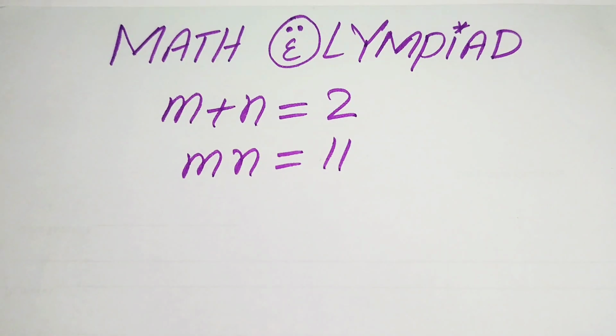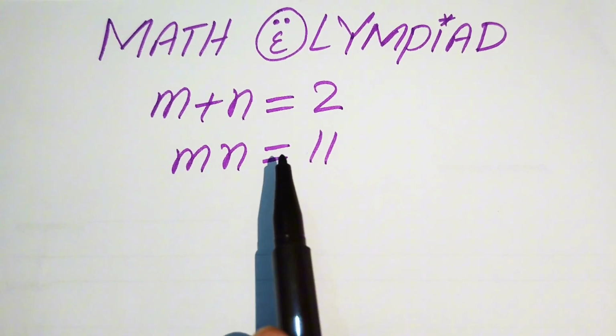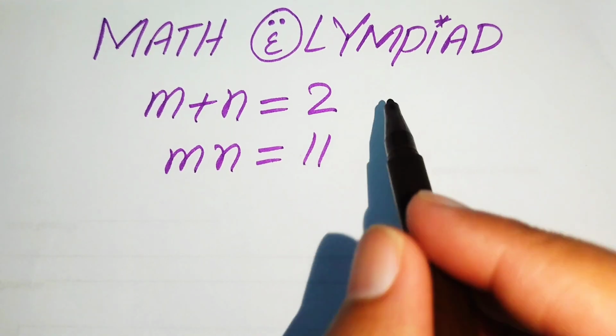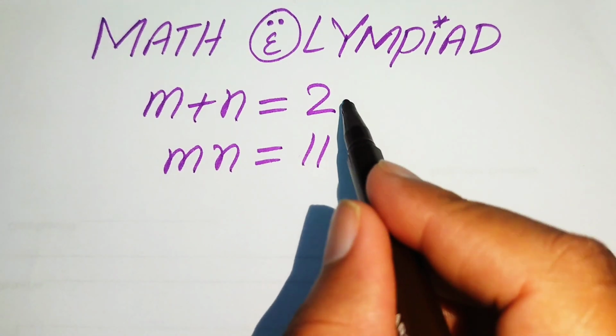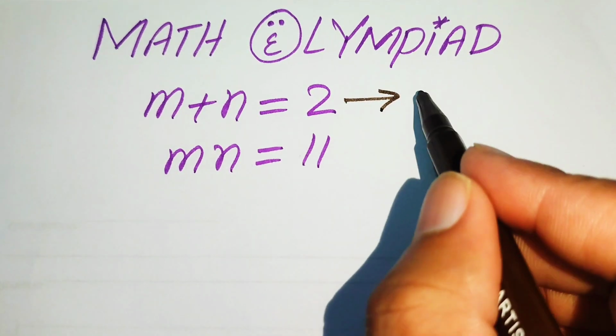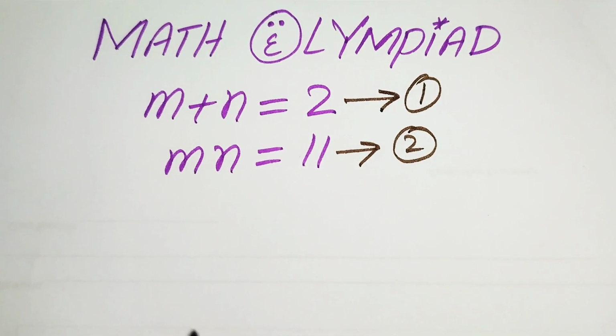Hello everyone, welcome to solve this math Olympiad algebra problem. Here we have m plus n equals 2 and m times n equals 11, and we solve this problem for the values of m and n. The very first step is to call this our equation number 1 and this our equation number 2.